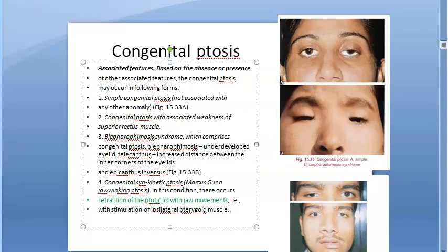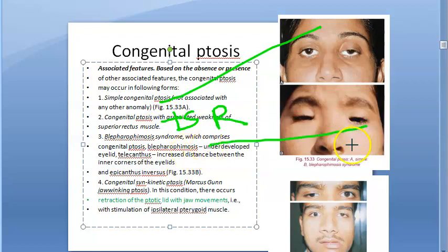We are done with four things. One was simple. The other one was congenital ptosis with superior rectus involvement. Then you have blepharophimosis, which has this telecanthus, epicanthus inversus, etc. And then you have this underdeveloped eyelid. Blepharophimosis is this underdeveloped eyelid. Then this one is Marcus Gunn jaw winking ptosis. That is congenital synkinetic ptosis, because when he moves his jaw, the ipsilateral, the same side pterygoid muscle is stimulated, and then there is retraction of the ptosis. We are done with congenital ptosis.